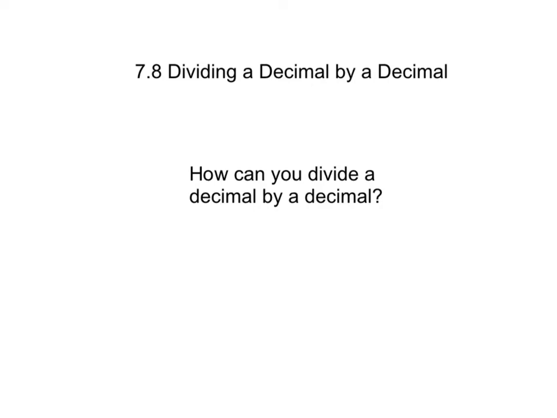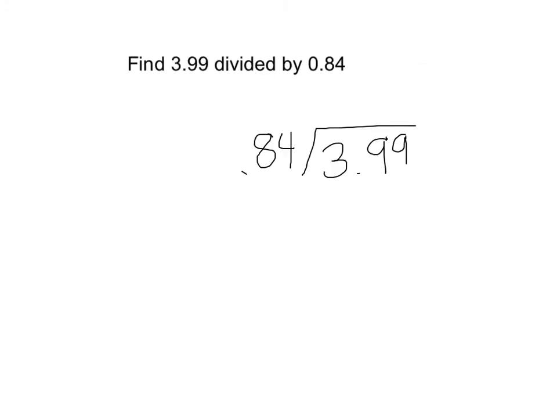Today we're going to learn how to divide a decimal by a decimal. First, we're going to find the answer to 3.99 divided by 0.84. As you can see, there is a decimal in our divisor, which can be found right here. You can't divide when you have a decimal in your divisor. So what you must do is multiply that divisor out.